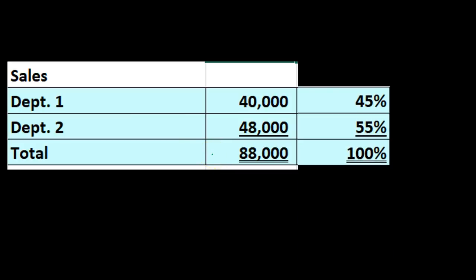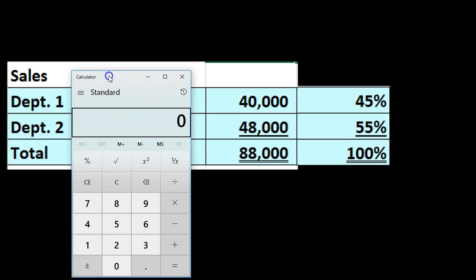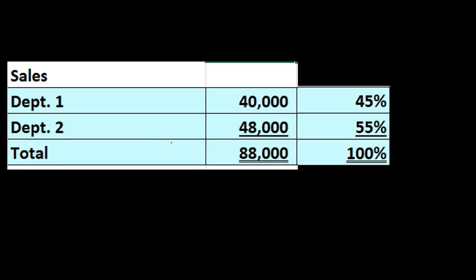We're going to say, all right, we've got the 40,000 divided by 88,000 is about 45%. 48,000 over 88, about 55. That adds up to 100%. Again, we just chose the activity base of sales because that was our managerial decision to do so. We think it's a relative activity base.